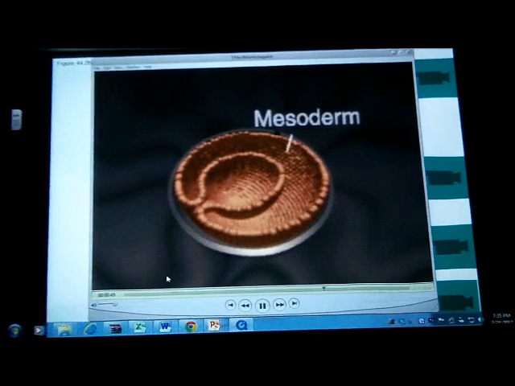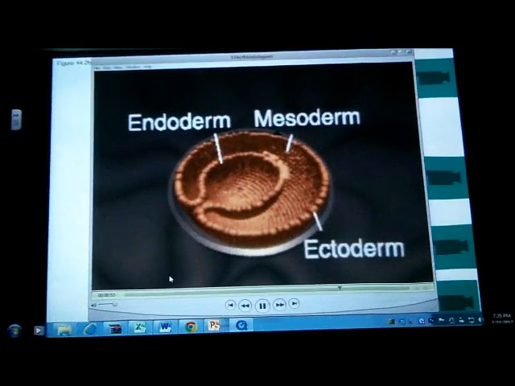The third layer of cells, called the mesoderm, develops between the endoderm and ectoderm of the gastrula. In deuterostomes, the mesoderm is formed from clumps of cells that break off from the endoderm. The mesoderm gives rise to muscles, reproductive organs, and circulatory vessels.